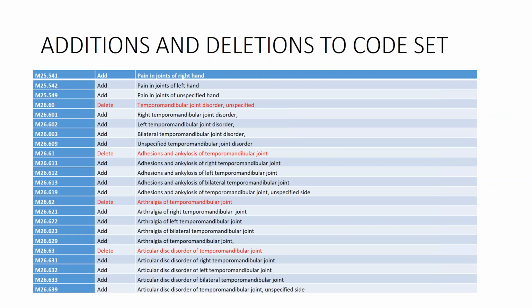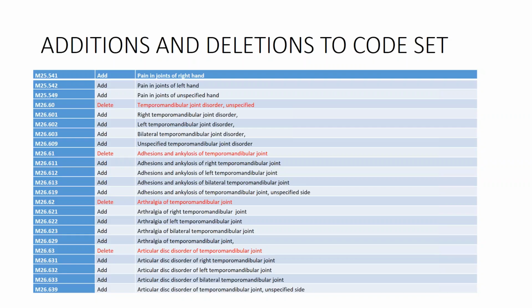There are other codes in the M chapter, or chapter 13, that have additions and deletions, and these additions and deletions will be effective October 1st. Okay. So for any of you docs who are listening in, if you do any work on TMJ, you must make sure that you are not using the TMJ disorder unspecified code anymore. The M26.60 code is going to be deleted. It won't even be available for you to use.